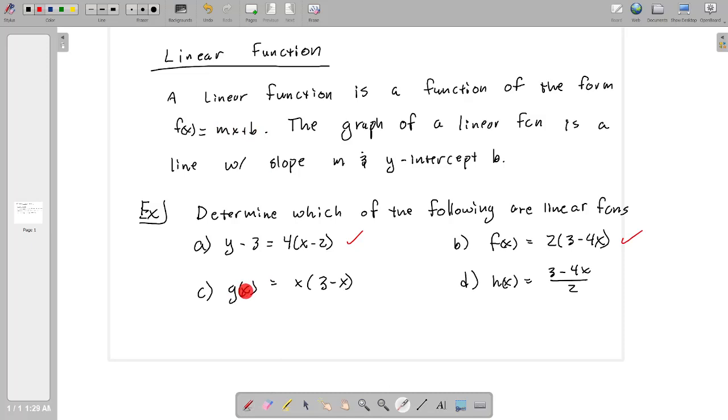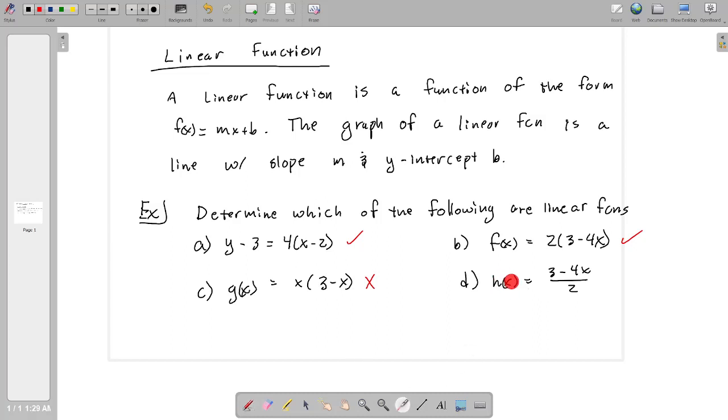C might be a bit tricky, but it's actually not a linear function. The reason it's not a linear function is if we distribute this x, then we end up with an x squared term here. But f of x has to be in the form mx plus b. There is no x squared term in a linear function. So g of x is not a linear function.